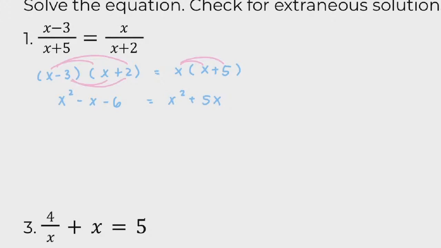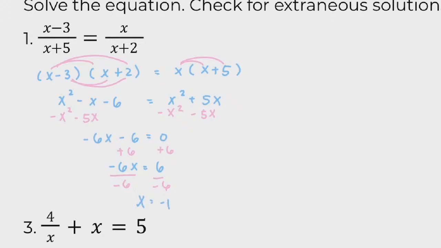We want to move all of the x's to one side, so I'm going to subtract x squared and subtract 5x. So we get negative 6x minus 6 equals 0. And to solve for x, I'm going to add 6 to both sides. So I get negative 6x equals 6. Divide by negative 6, and we get x equals negative 1.